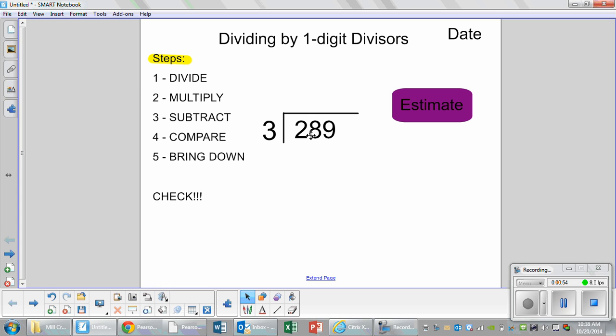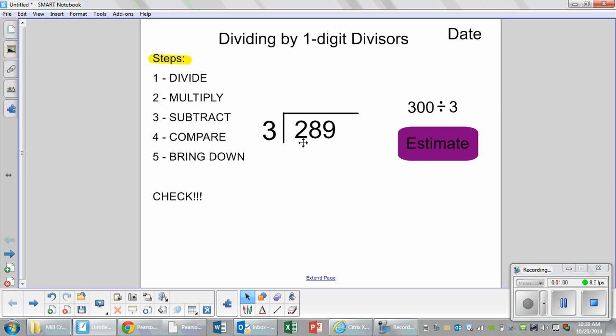Looking at this problem, I can choose two ways to estimate. I could round or I could use compatible numbers. In this case, I'm going to round. I'm going to change 289 up to 300, so I'm going to round up and then divide that by 3, and I know that I get 100. So my answer should be close to 100. And I know that this is going to be an overestimate because I have rounded 289 up to 300. So my answer should actually be less than 100. And it's good to know that going in.